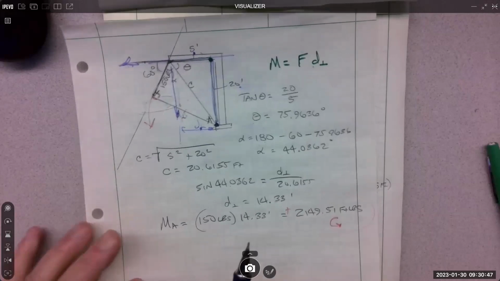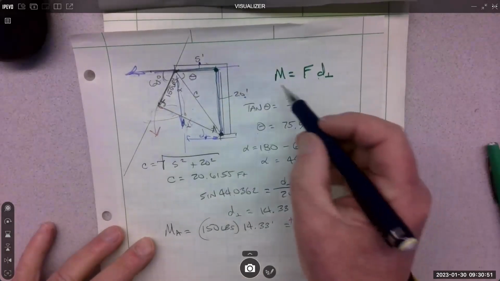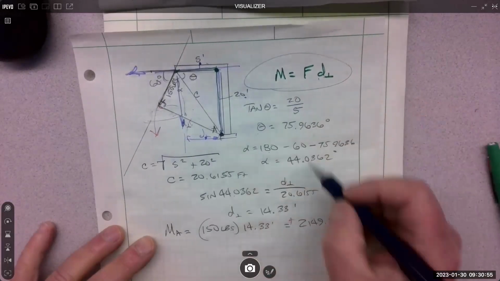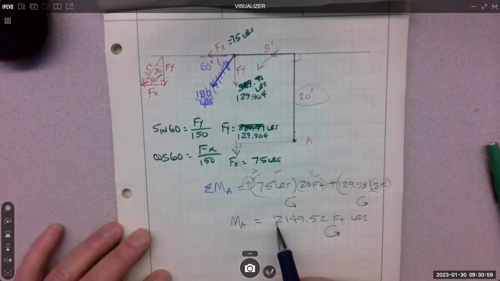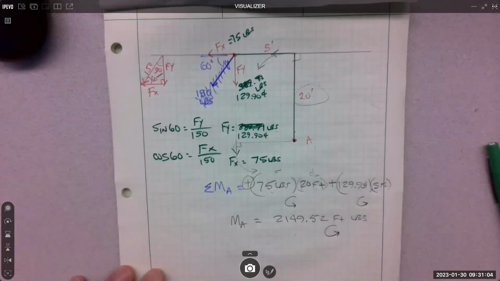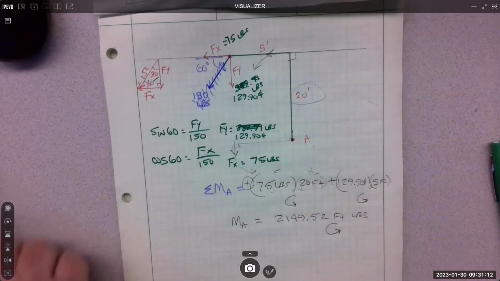This one, the first one, I call it the formula, using the formula directly. We found the perpendicular distance in this one, right? This one is finding the moment by components. Two different ways to do it, exact same moment, exact same effect, if we don't muck it up, which I almost did. That would have been bad.